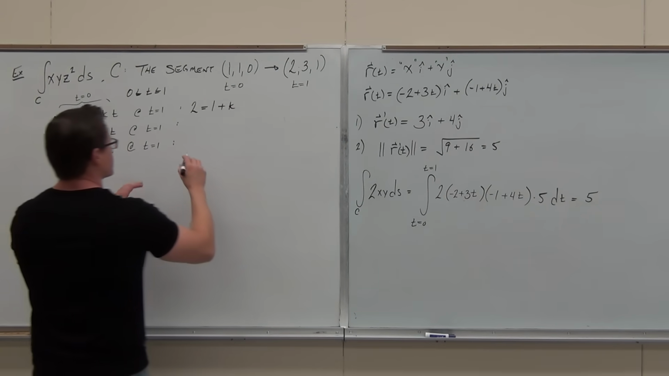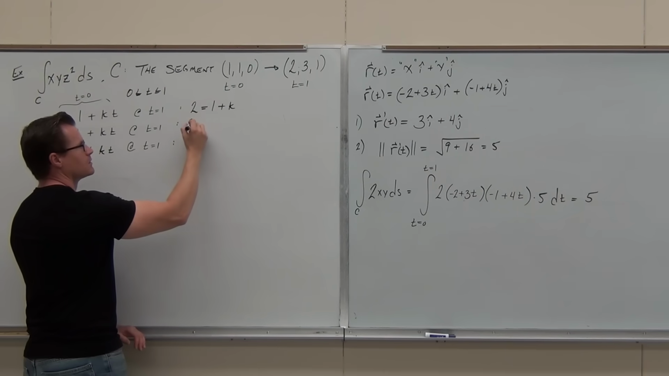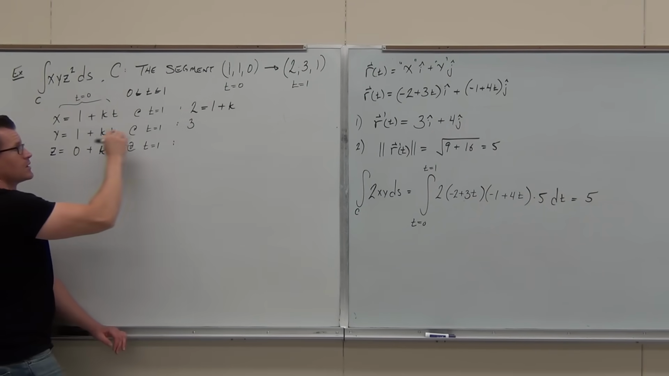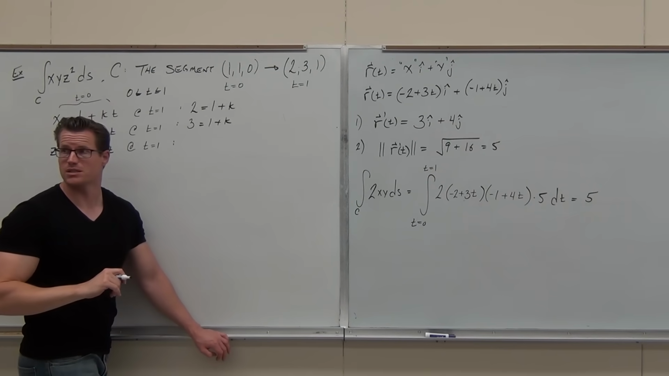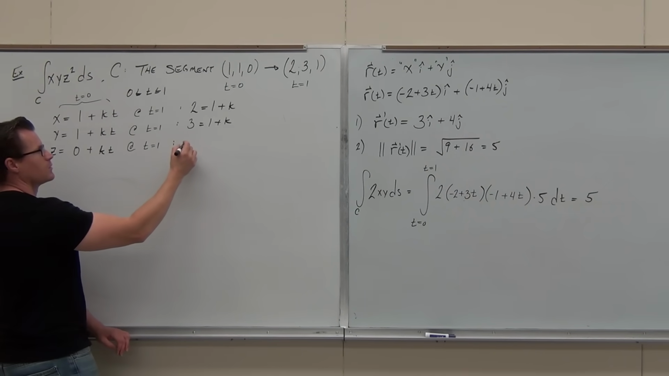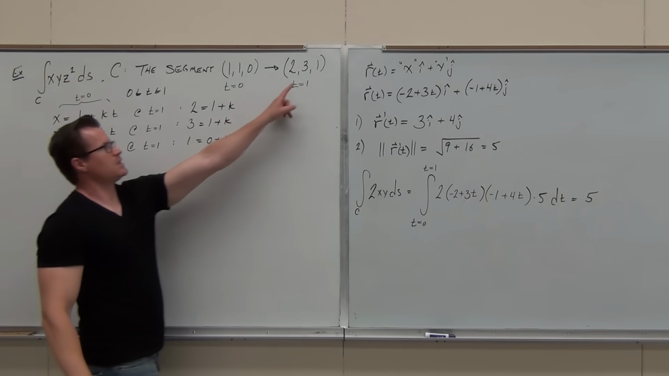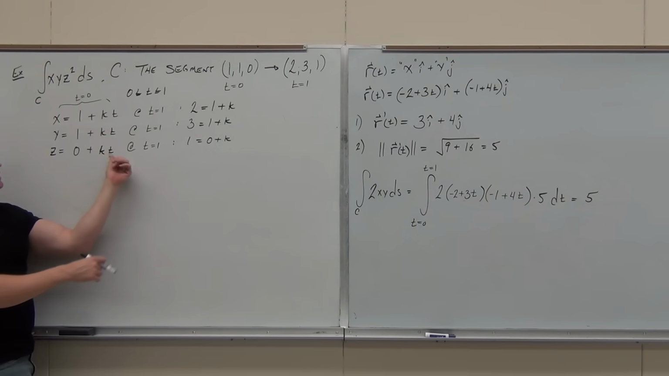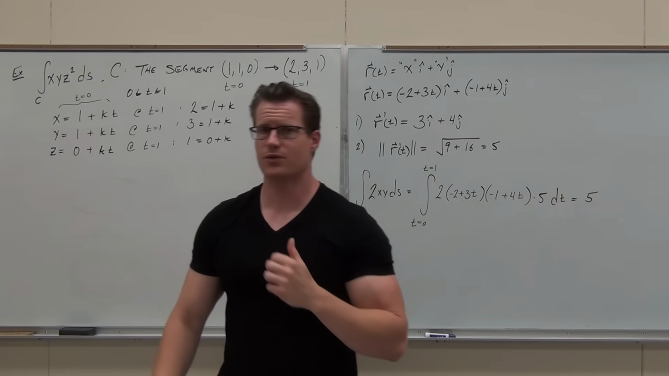Okay. This next one, can you please tell me what the y value is at t equals 1, please? Y value at t equals 1 is 3 equals 1 plus k. Are you following where the 3 equals 1 plus k is coming from? Last one. What's the z value at t equals 1? Z equals 1. Yeah, plug it in. T equals 1, plug it in. You end up getting this, and then you solve for your k's. Head nod if you're okay with that.